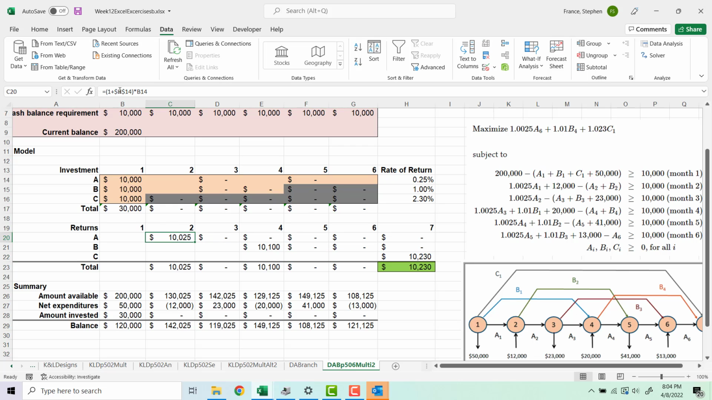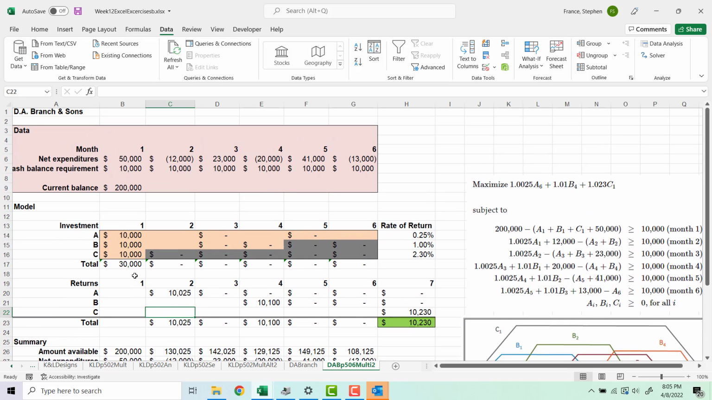And the return is just the amount we invest multiplied by this rate of return. So here, H14: we have $10,000 and we multiply it by 1.0025, since that's 0.25%, in order to get the return. So we have the investments and we have returns.